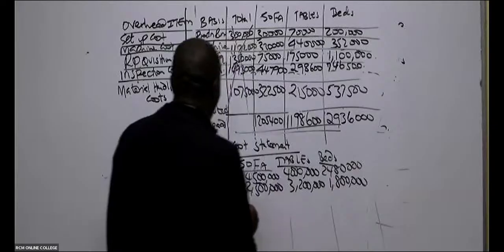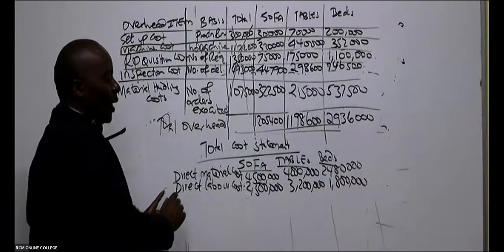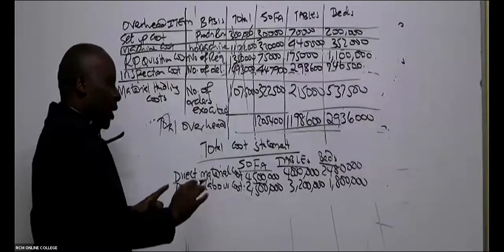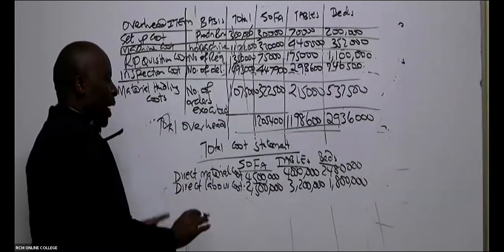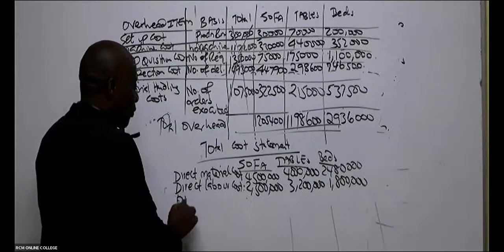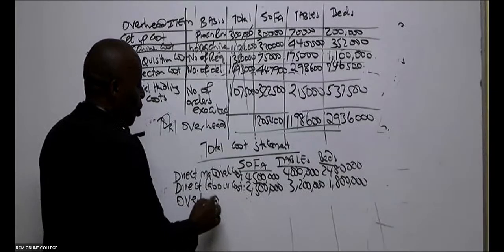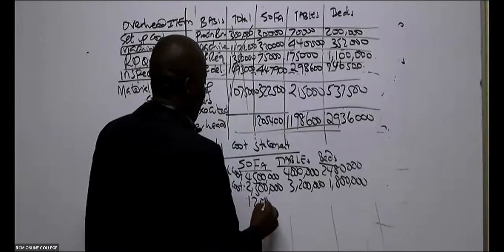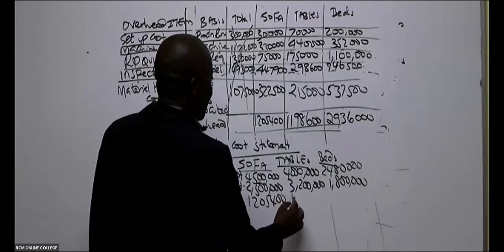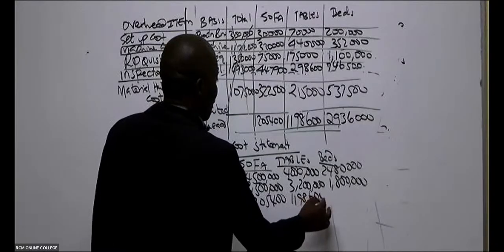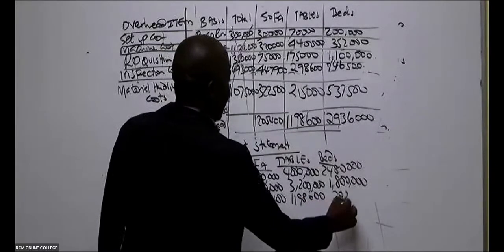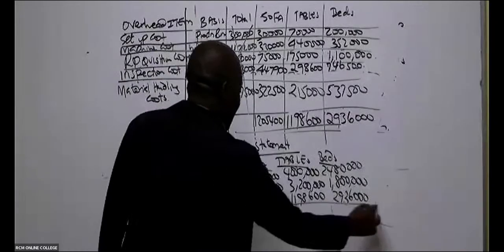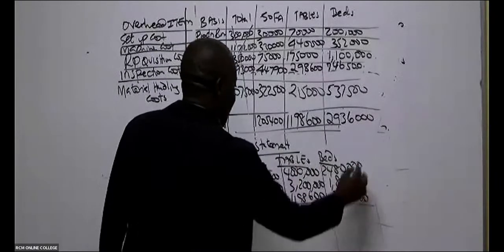Now from there, is that everything? You can write prime cost to get the total, although that step is unnecessary unless the examiner wants it; otherwise don't write it. You simply come and give us here the overheads. Overheads, you already have them here now. So we have 1,205,400, 1,198,600, 2,936,000. So come and add this up and give me the total costs.